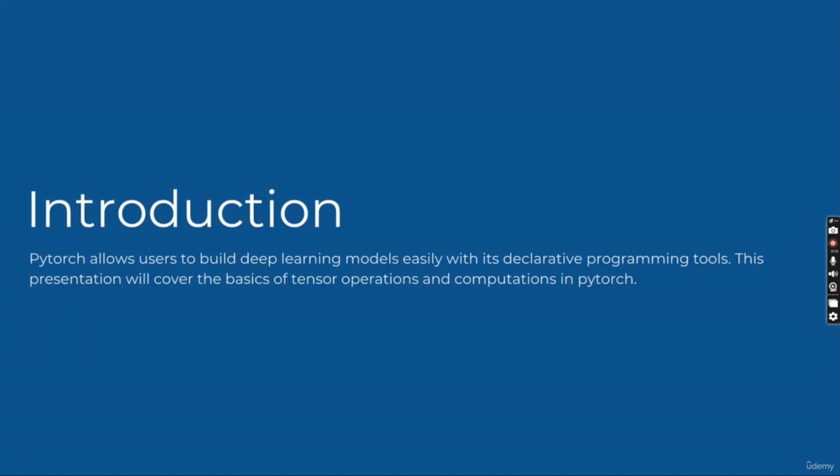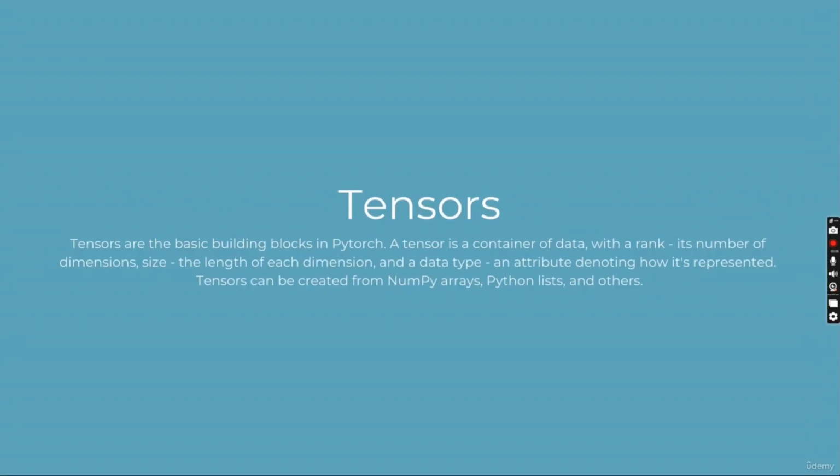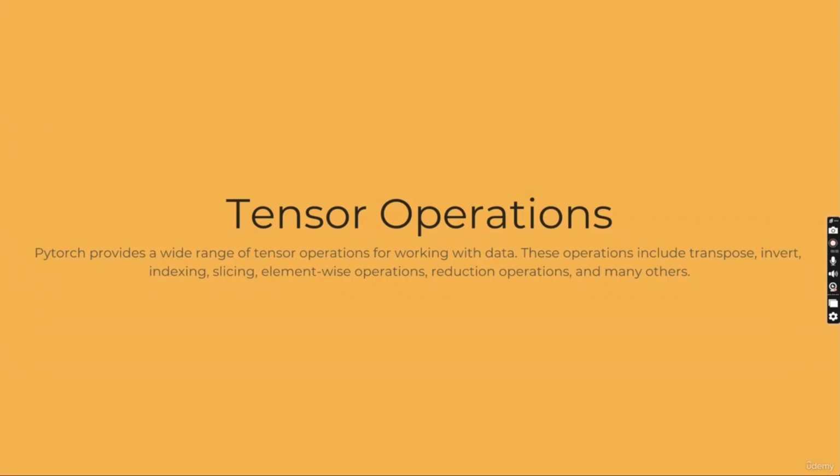Hi guys, in this session we'll be learning about tensors. So tensors are a basic component in PyTorch, and basically it is a container of data with a rank, which is the number of dimensions, and a size. Then it has attributes denoting how the data is represented. It can be created from NumPy arrays. So before installing PyTorch, it is recommended that you have NumPy already installed in your system.